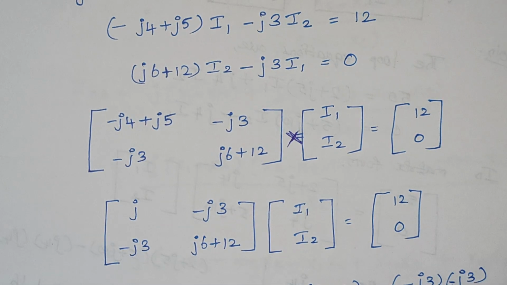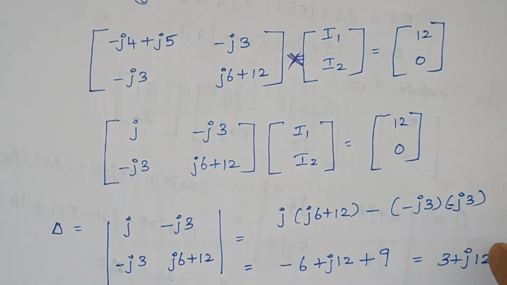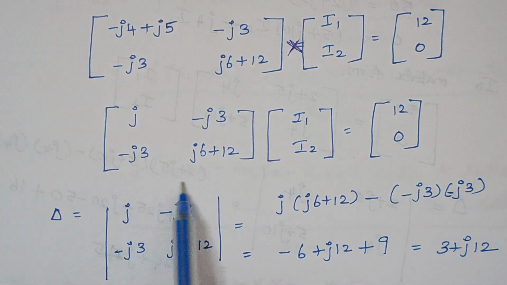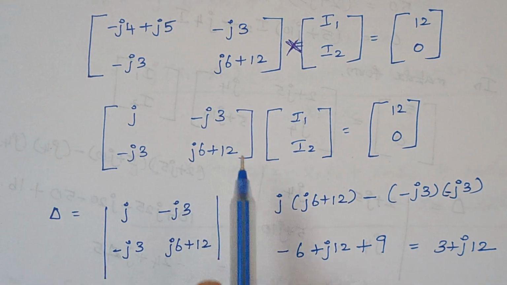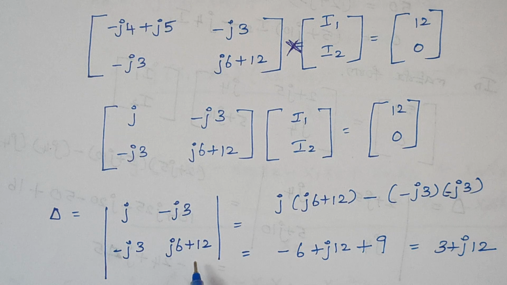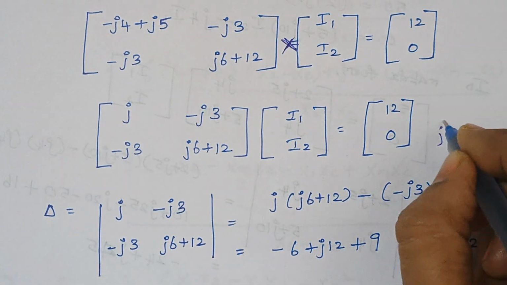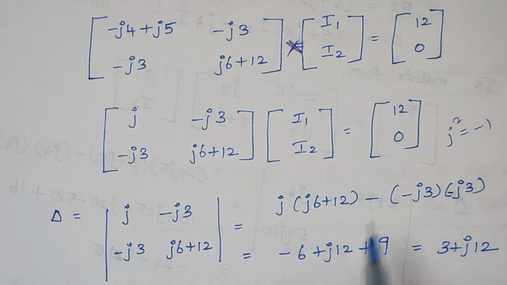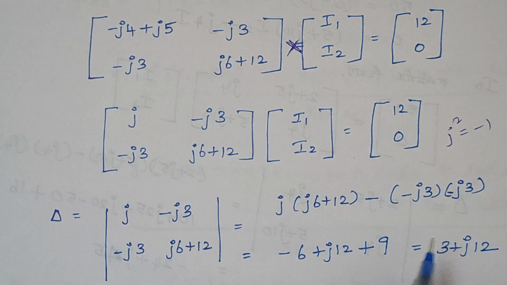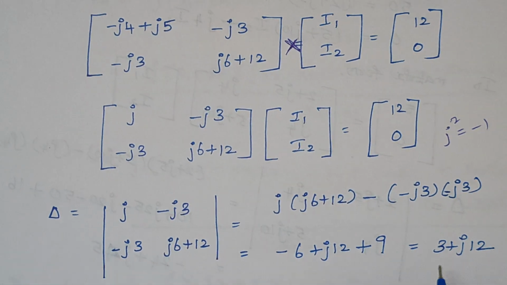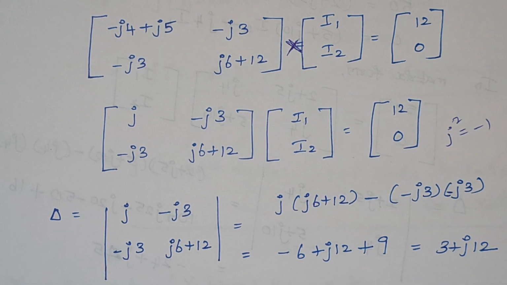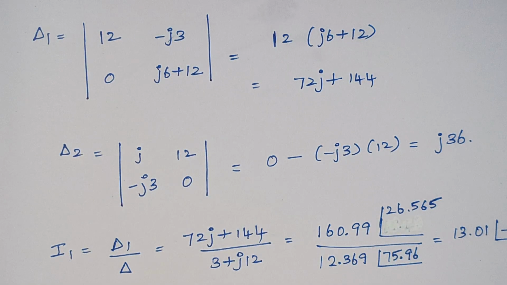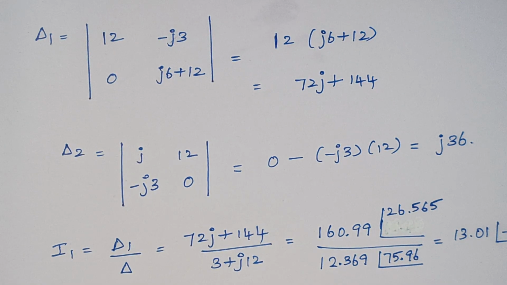The next thing is to find del. The value of del is the determinant of this matrix. While taking the determinant, I am sure you know that j squared is minus 1. Always keep this in mind. Keeping this in mind, we simply solve and get the value of del as 3 plus j12.